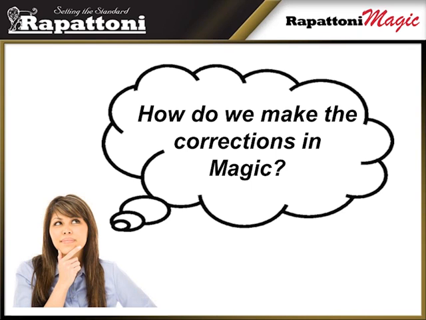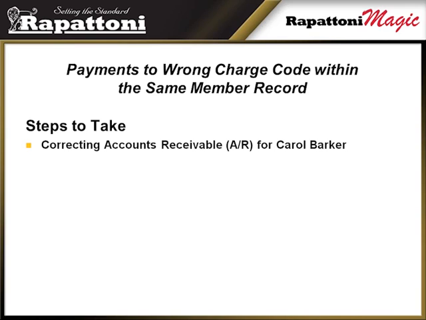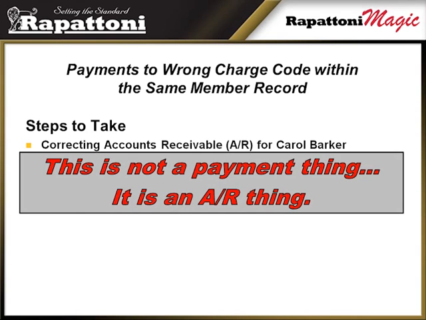How do we do those corrections in Magic? Okay. Now that we have your attention. That's right. Okay, so first thing we're going to do is go over the steps to take to make those corrections in Magic. We're going to correct the member's AR for Carol Barker, and keep in mind this is not a payment thing. It's only an AR thing. We're not actually moving money. We're just correcting the accounts receivable for Carol.